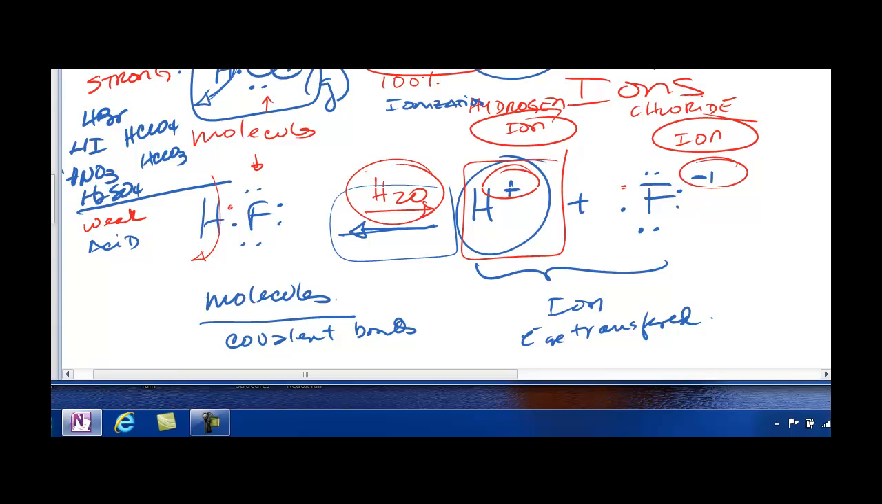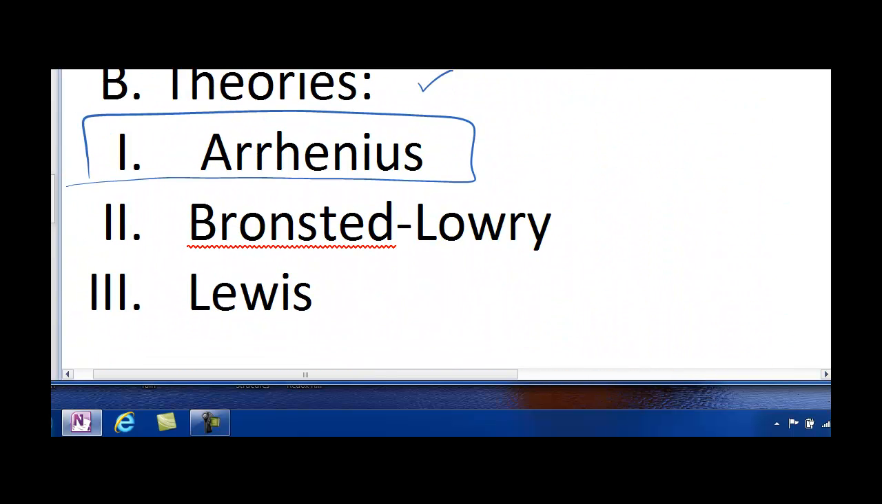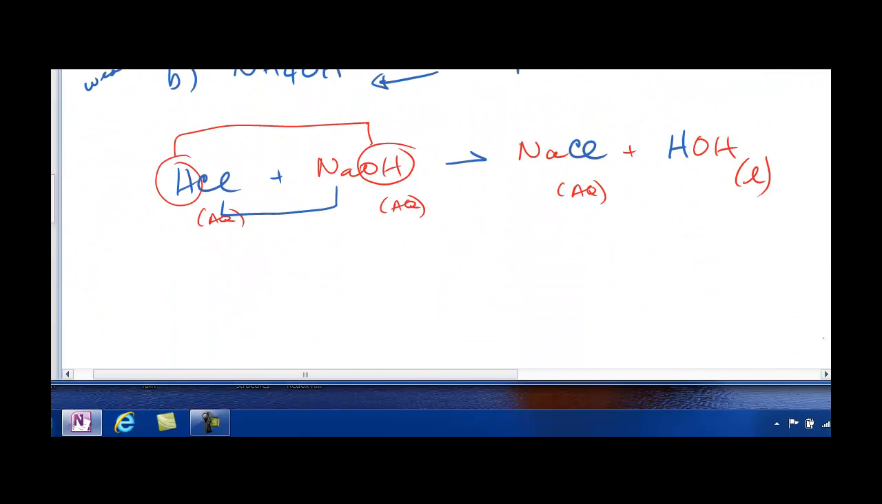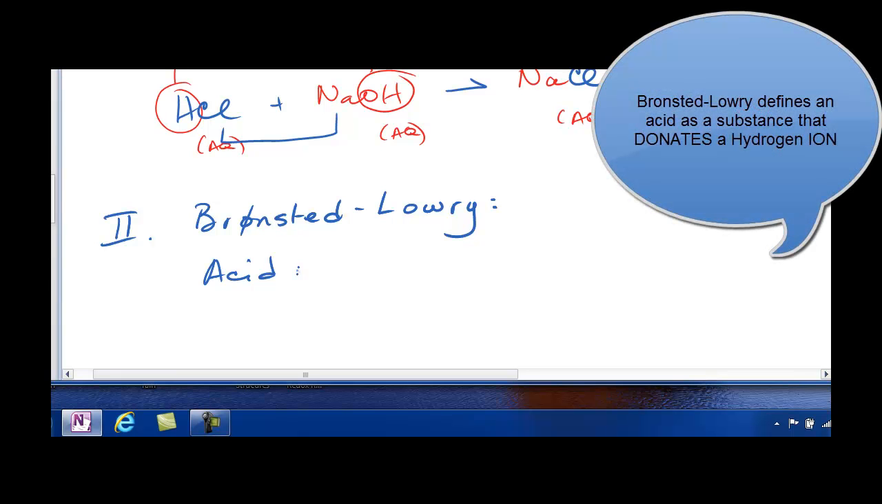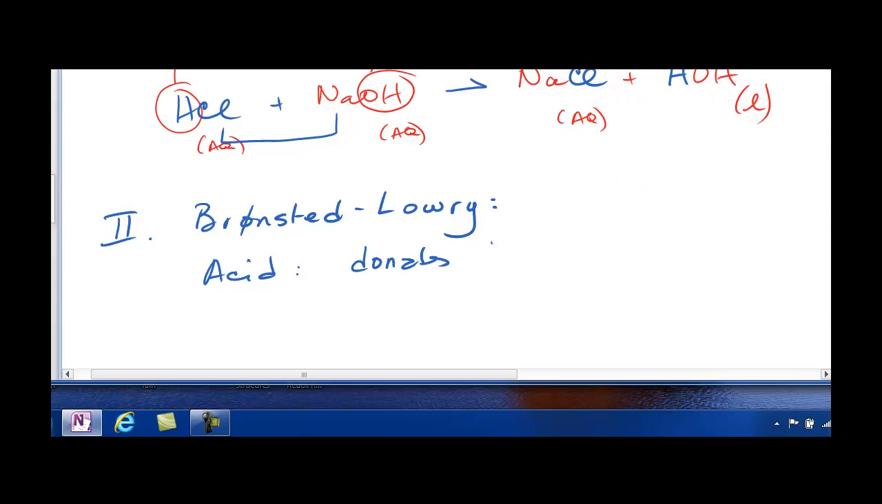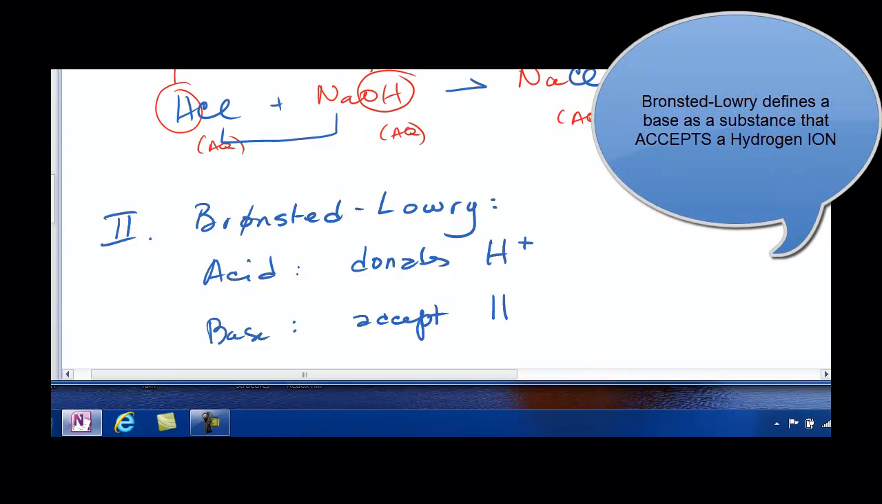So let's take this a step further. We're going to move from Arrhenius to Bronsted-Lowry. This O has a funky little slash through it, from the German name. Second definition, second theory, Bronsted-Lowry. Bronsted-Lowry considers an acid as a substance that donates an H plus, but it says nothing about water. So an acid donates an H plus. And a base will do what? Let's see what this means.